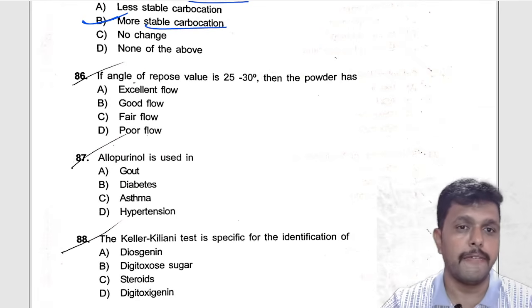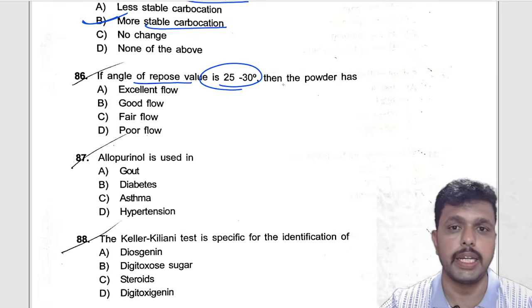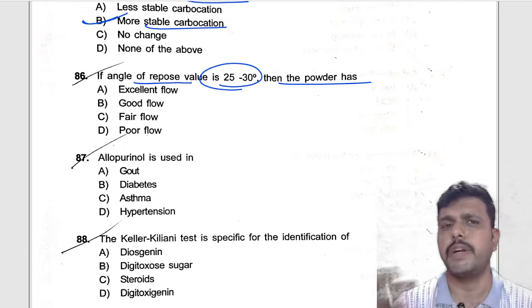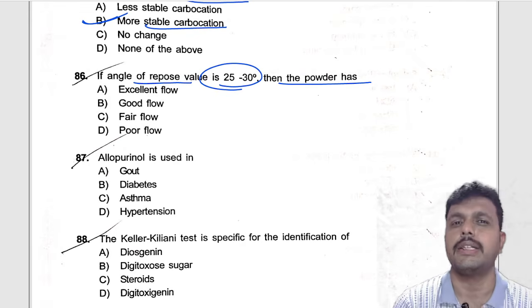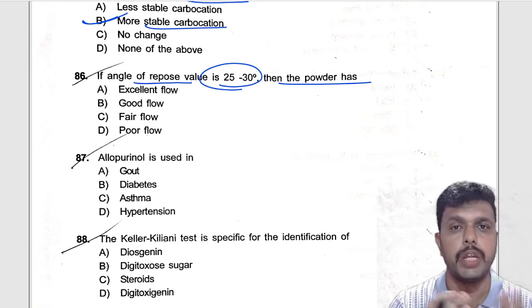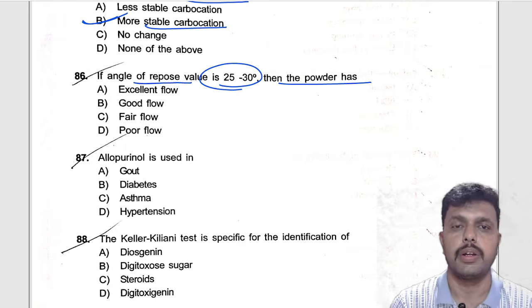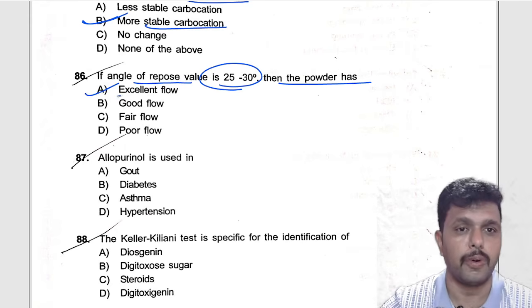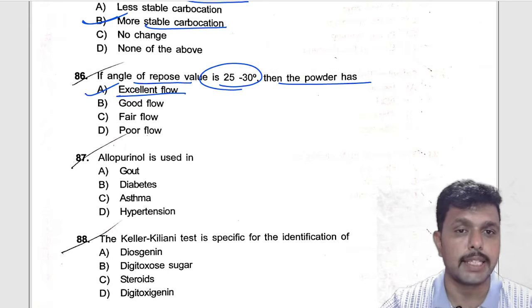Next question. If the angle of repose value is 25 to 30 degrees, then the powder has, yes, 25 to 30. This is the starting: excellent, good, fair, passable, poor, very poor, extremely poor. Yes, 25 to 30 degrees is excellent flow.